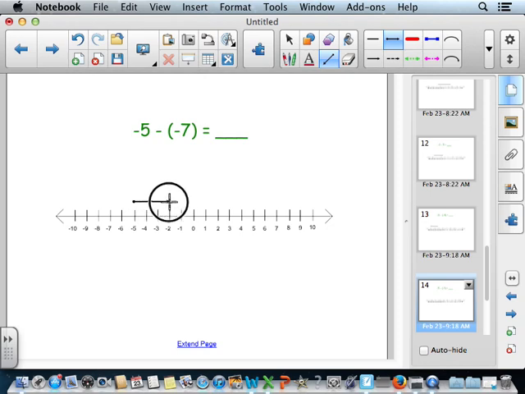1, 2, 3, 4, 5, 6, 7. And when I do that, I end up at 2. So negative 5 minus negative 7 is 2.